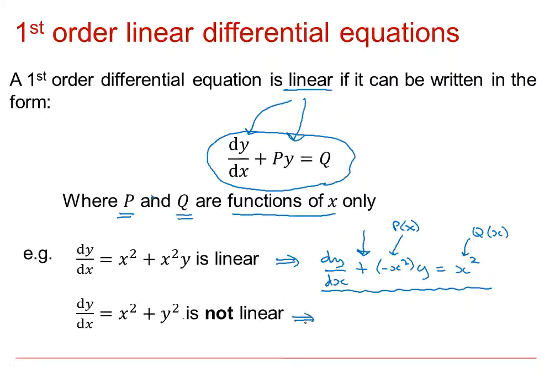This one isn't linear. If I try and rearrange it to dy by dx plus minus y squared equals x squared, we can see that this is not linear. Although we've got a function of x on the other side, this minus y squared is stopping it being a linear differential equation, and therefore this one is not linear.